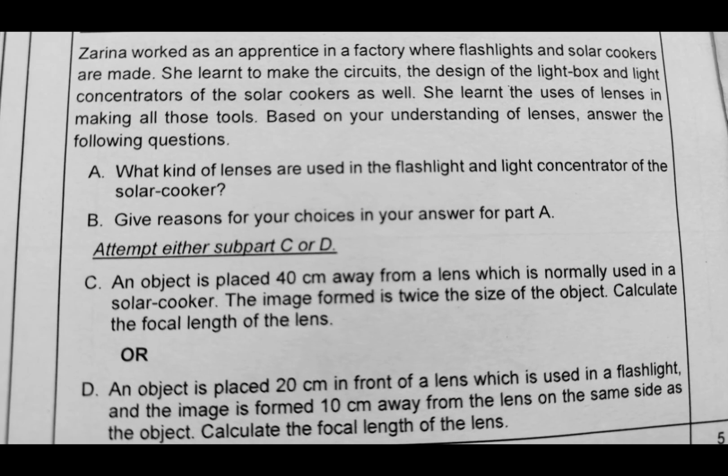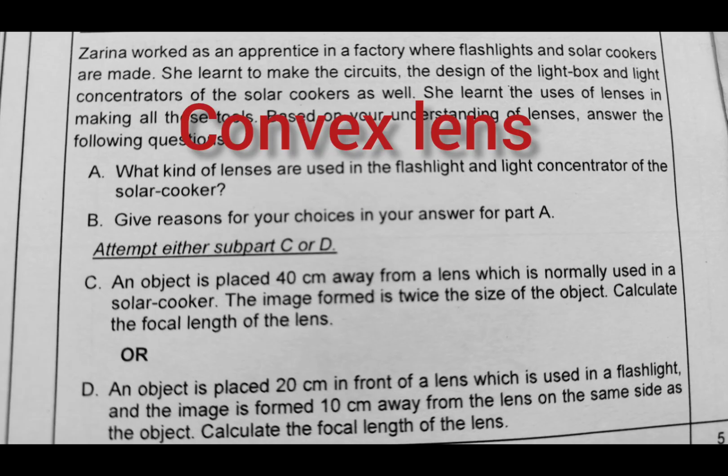So a convex lens is used in a flashlight to produce a parallel beam of light, as the bulb is placed at its focus. In solar cookers, the convex lens is used to converge sunlight to a single focal point to produce heat. So you should explain both cases. In a flashlight, we use a convex lens because it produces a parallel beam of light. In solar cookers, means in concentrators also, we use a convex lens because it will converge the sunlight to a single focal point to produce more heat.